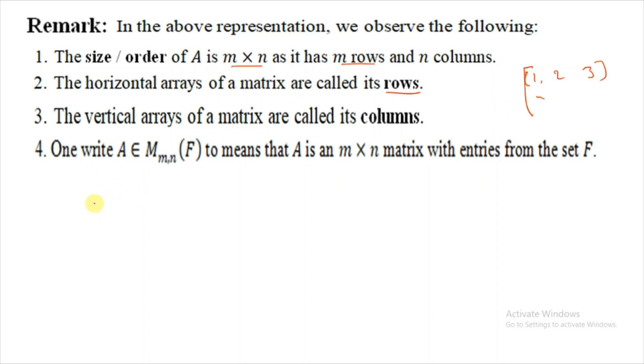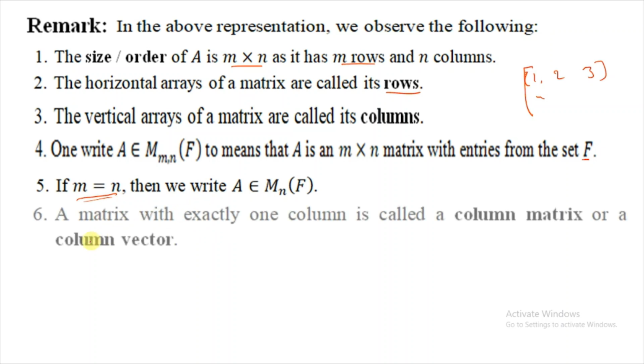Already you know these things. One writes A belongs to M by N. What does that mean? It means A is an M by N matrix with entries from the field. If M equals N, then we write A belongs to Mn, that is a square matrix. The number of rows is the same as the number of columns.